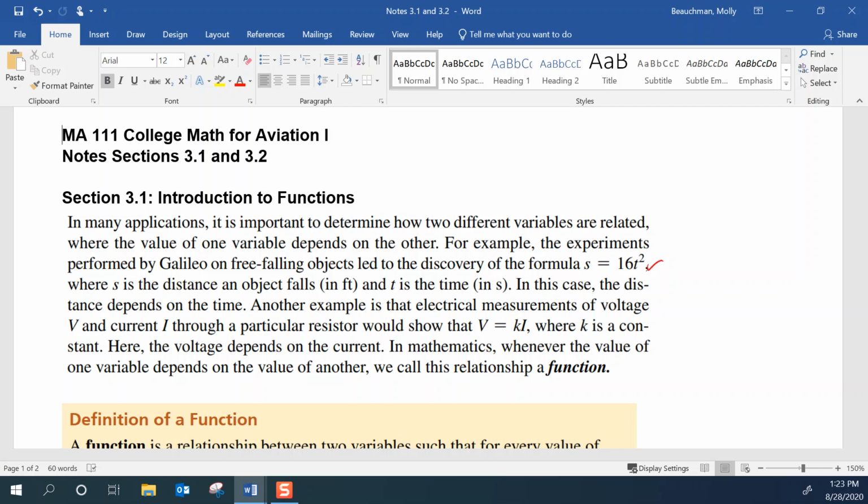Another example is that electrical measurement of voltage V and current I through a particular resistor would show that V equals K times I, where K is a constant of variation from the previous section. Here the voltage depends on the current. So where this variable depends on this variable, S depends on t. In math, whenever the value of one variable depends on the value of another, we call this relationship a function.